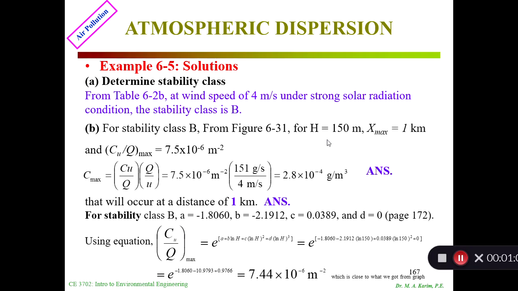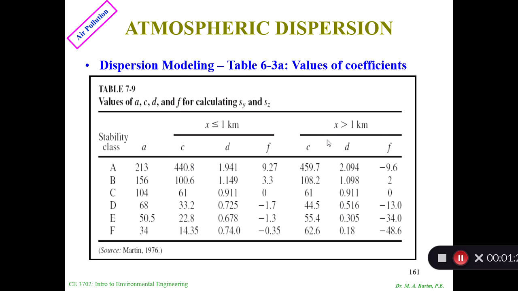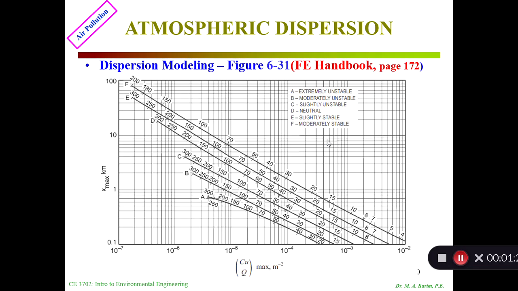Okay, we can move forward. So I'm going to solve it from table 6-2B at wind speed of 4 meters per second. So we get the stability class B. From figure 6-31, H is equal to 150. Let's see which one is that. So figure 6-31, I think this is the one that I'm using, right? This is the one I'm using.